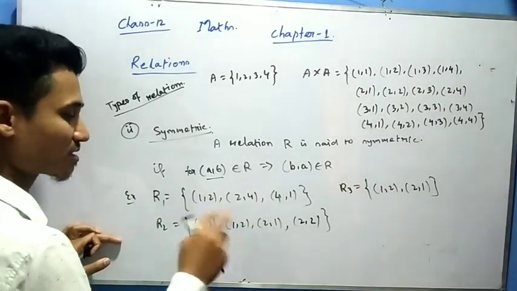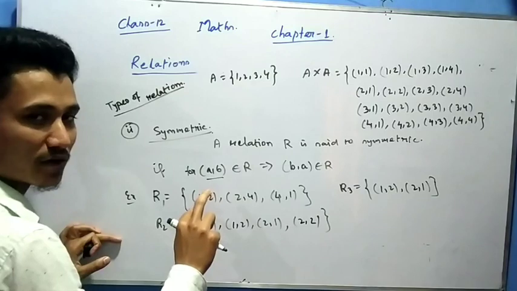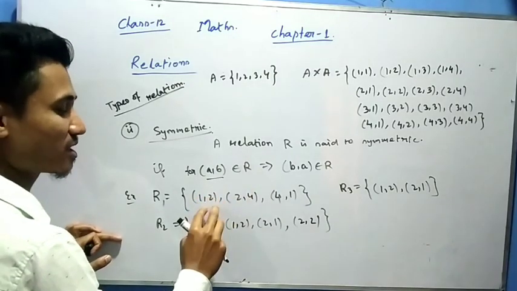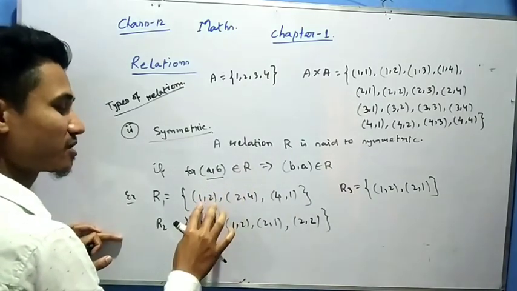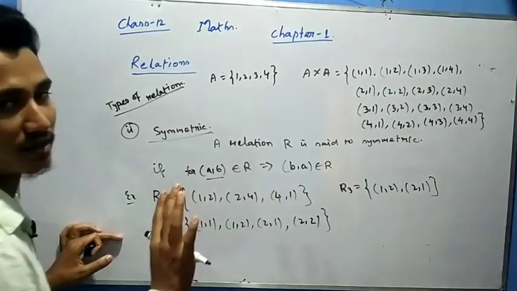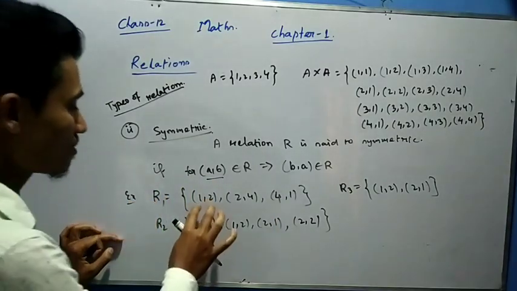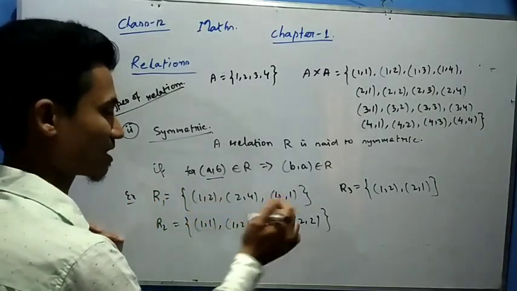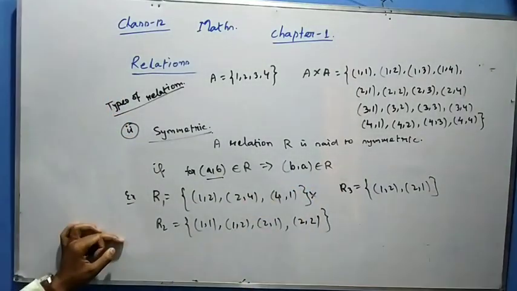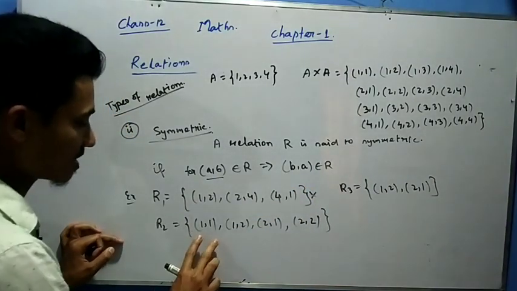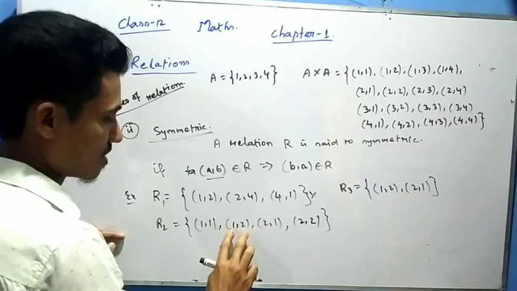(1, 2) is there, so what is the reverse of this? (2, 1). In a symmetric relation we have to check that the reverse of every ordered pair in the relation is also there. So (1, 2) is there, is (2, 1) there? No. So straightforward, we will reject this, it is not a symmetric relation.